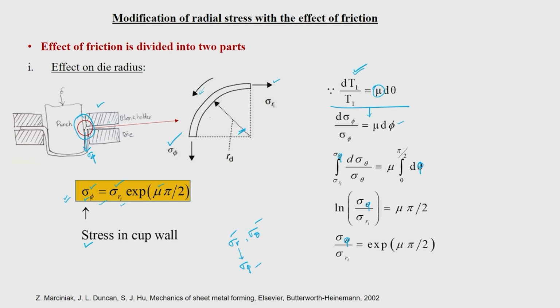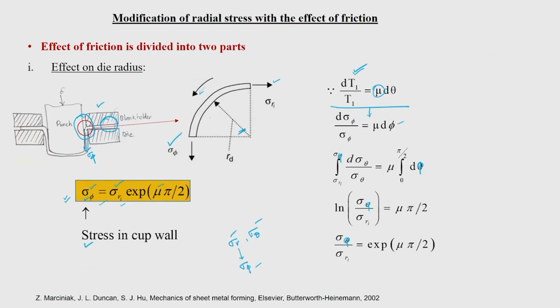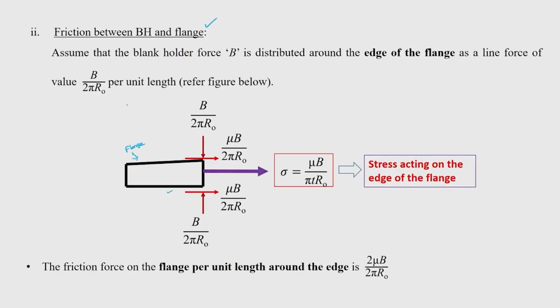Now we are going to this particular location between the blank holder and the die, where there is a flange region, and that situation is shown here: friction between the blank holder and the flange. That is zoomed in this particular schematic. This is part of your flange region, you can imagine. If you see this location, it is somewhere here, and this location is what is zoomed in here.